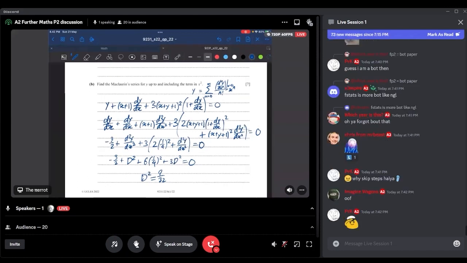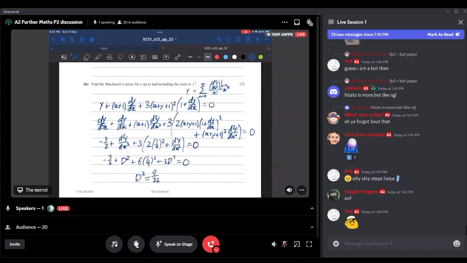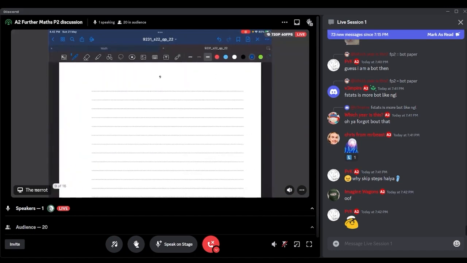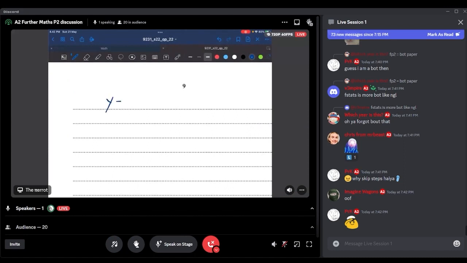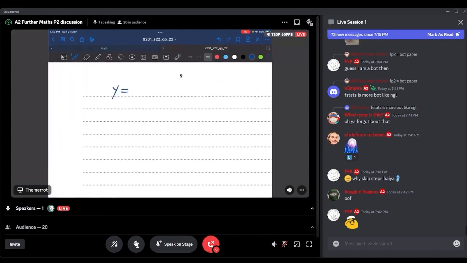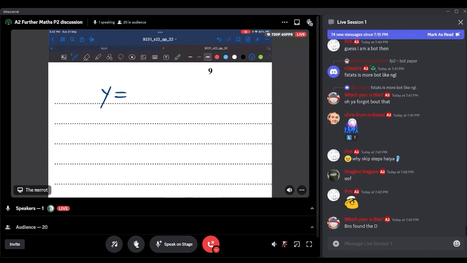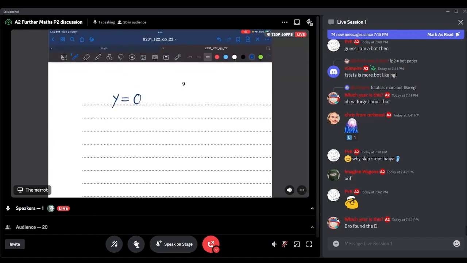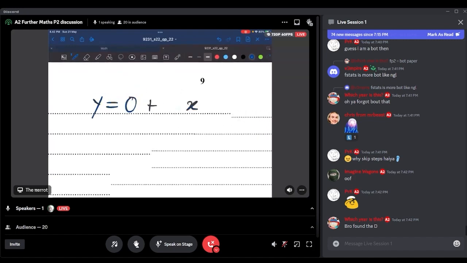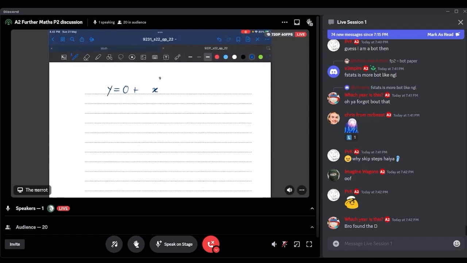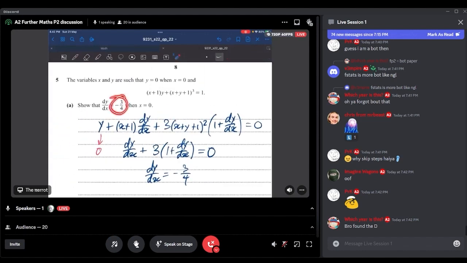Right, so now that you have the value of the second derivative, now you can find the Maclaurin. And we'll use the next page for it. So the Maclaurin is y is equal to, so that means it's no derivative evaluated at 0, so it's just 0. Right here. Plus, now you have the x term. So the x term is the first derivative divided by 1 factorial, which is just 1. So you just have to take care of the first derivative. What's the first derivative? Negative 3/4. So you have negative 3/4 here.